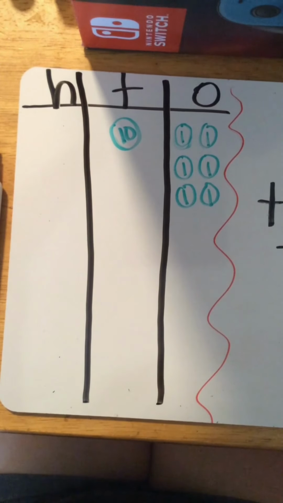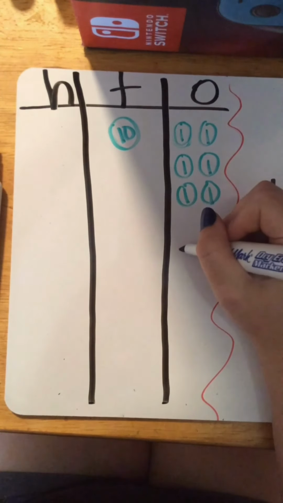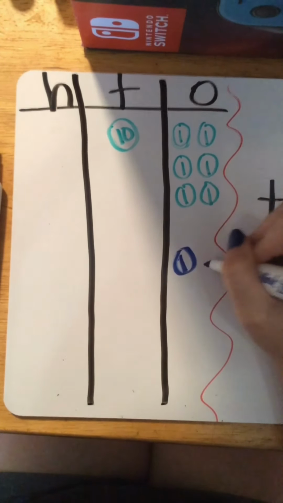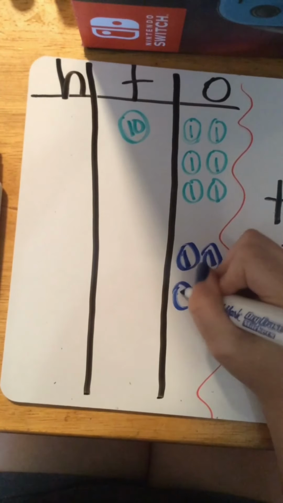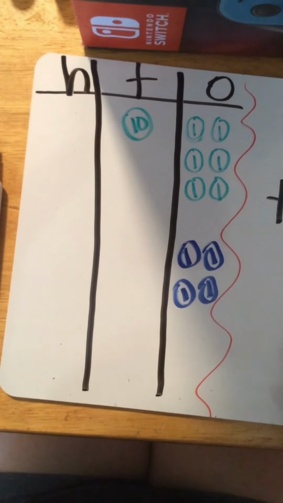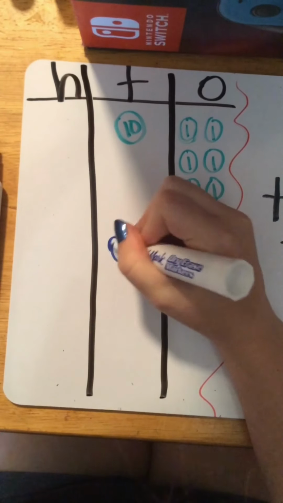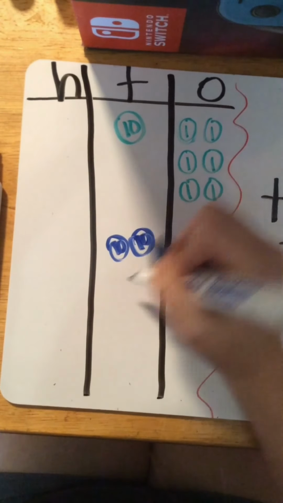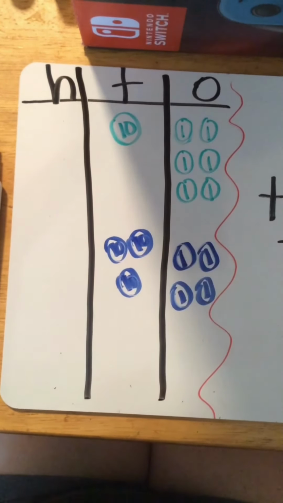All right, let's go to our second number. Our second number was 34. We said that had 3 tens and 4 ones. So I will add those 4 ones right here. 1, 2, 3, 4, and our 3 tens. 1, 2, 3.